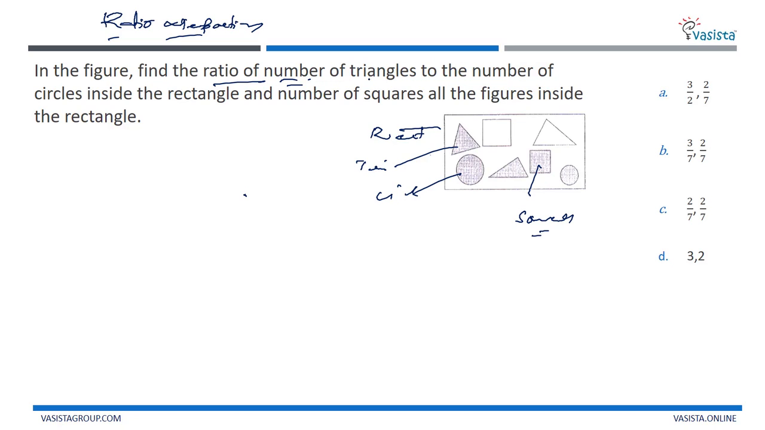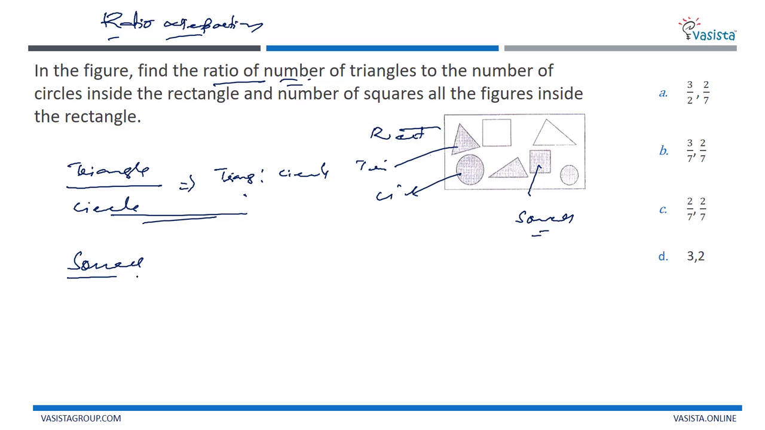Find the ratio of the number of triangles divided by what? The number of circles. This can be represented like this also: triangle is to circle. This is one part. The second part is what? The number of squares divided by all the figures. All the figures. Right.